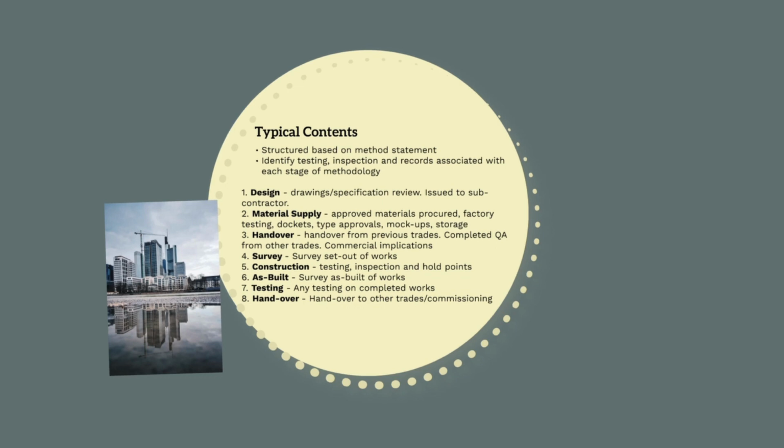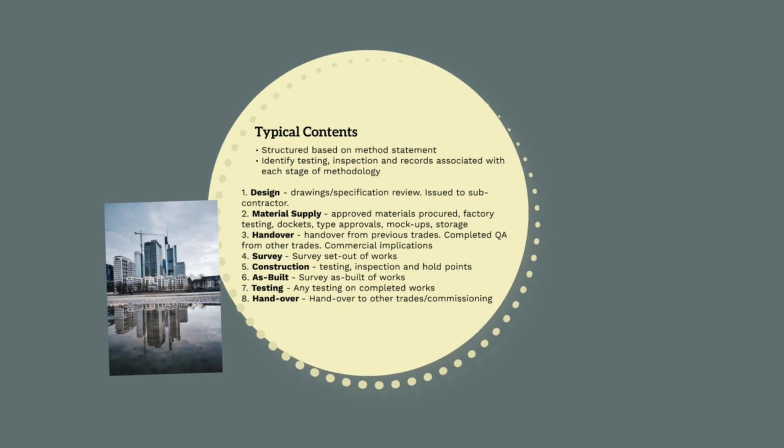We'll check the drawings and specifications for errors and constructability issues before issuing them to a subcontractor. Next, we need to check that the materials supplied to complete the task are correct. We'll check approved materials have been procured, factory testing completed, delivery dockets are provided, and type approvals have been completed. Any mock-ups or examples have been approved and that they have been stored correctly.